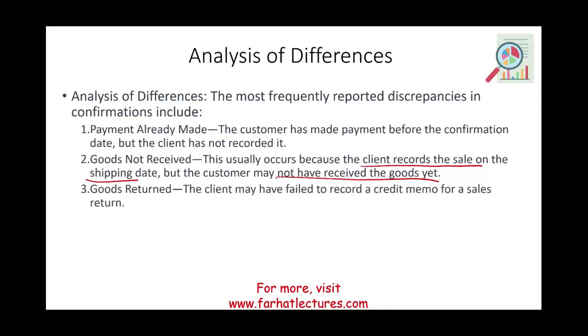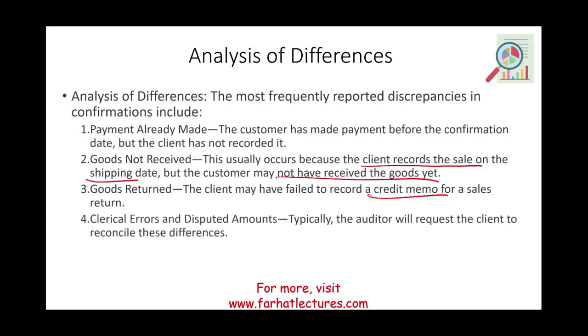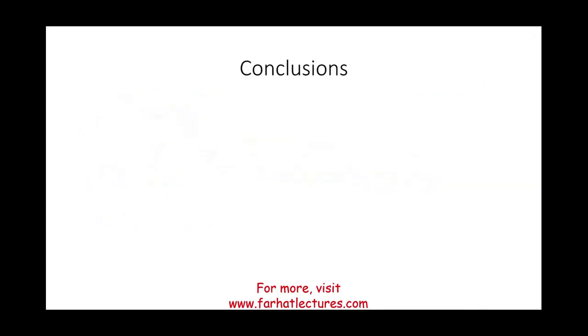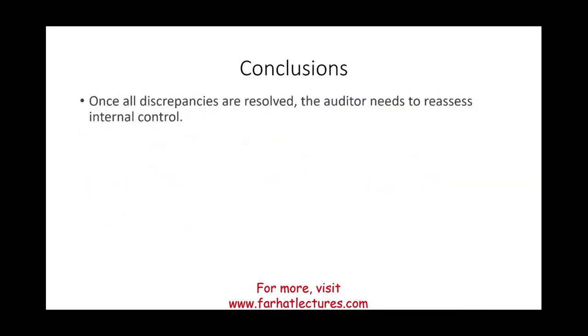Or the goods were returned, and the client failed to record a credit memo for the sales return. Again, this could be a problem with their internal control. If they told you we returned the goods and you see the client did not process it yet, assuming enough time has passed, you're going to say, well, for next year, I have to look at their sales returns a little bit more carefully. Or it could be a clerical error or a disputed amount. So typically the auditor would request the client to reconcile these differences. All in all, once the discrepancies are resolved, the auditor will need to reassess internal control.